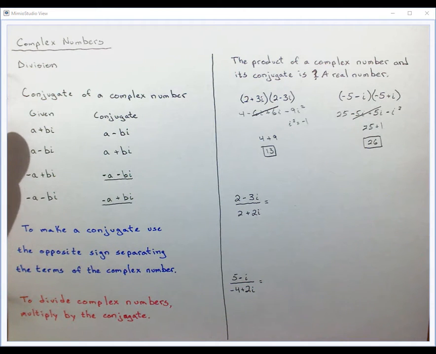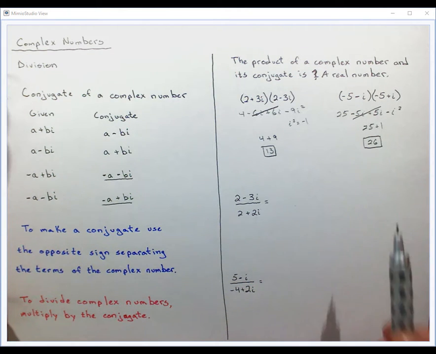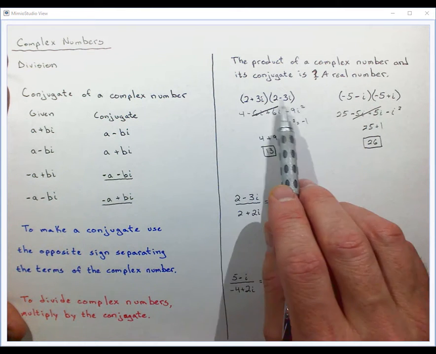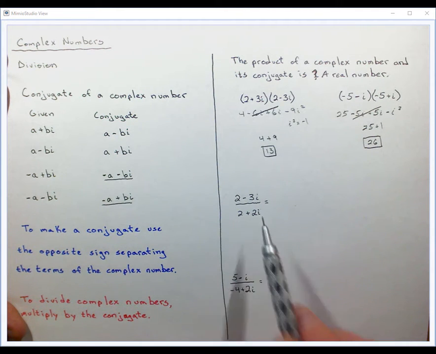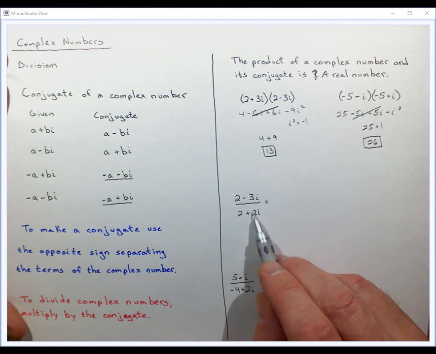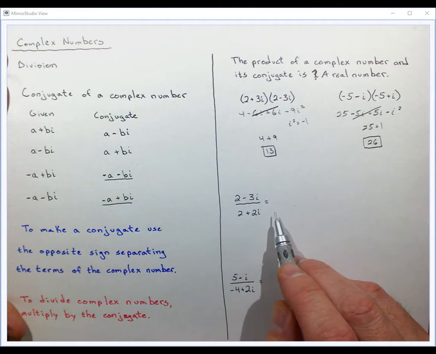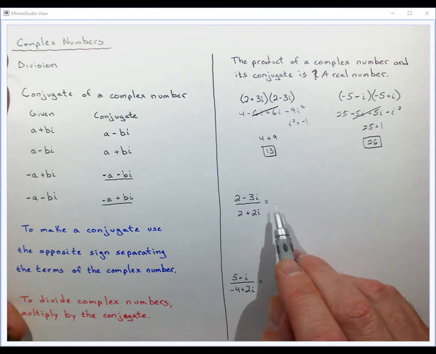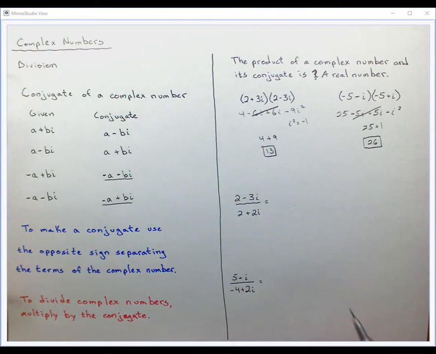Okay, so I've showed you the purpose is to remove the imaginary components from the denominator by multiplying. Now what I want you to do is find the conjugate of this quotient, multiply both denominator and numerator by that conjugate, and simplify.